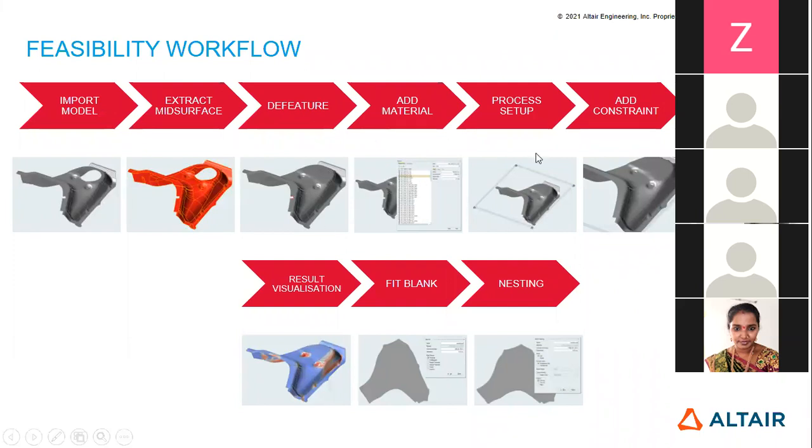Process setup means in which direction you want to stamp your component, in which direction you want to form your component. Add constraints. Suppose you want to apply the blank holding force or a constraint ring, then you can easily apply it, and after that run the results.